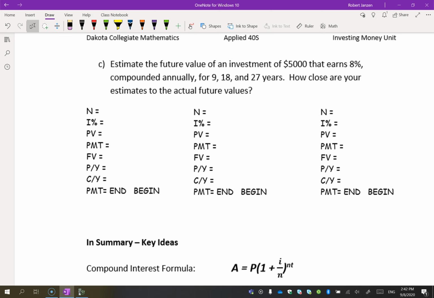Next one. Estimate the future value of an investment that earns 8% compounded annually for 3 different periods of time to see what happens to them. So 5,000 is what I'm investing, and it's going to be the same for each of these. 8% is the same for each of them. Compounded annually means once a year. When it's an investment and we're not making any monthly payments, payment will be 0. Payments per year is 1.